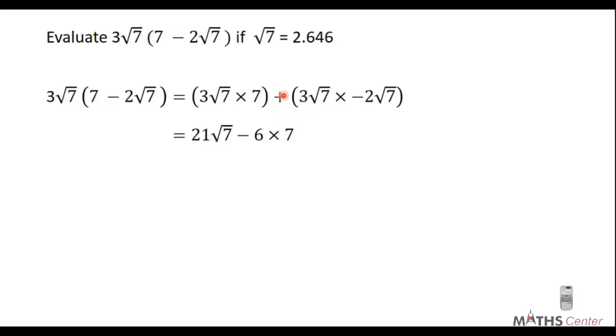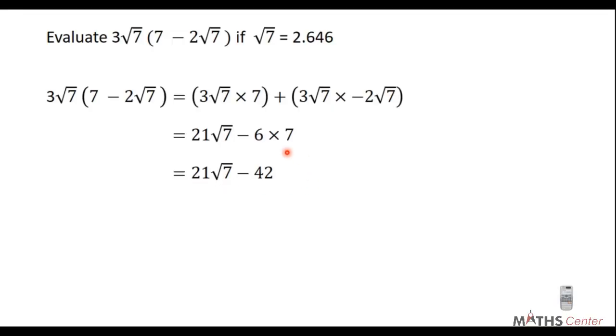Now when you come here, we are doing multiplication. So what is in front of the square root signs will multiply. So 3 will multiply negative 2 to give us negative 6. Then what is under the square root sign will multiply. So you are going to have square root of 7 multiplying square root of 7. You know that square root of 7 times square root of 7 will give us 7. So you are going to have 21 root 7 minus 6 times 7, which will give us 42. Don't forget the negative here, so we have negative 42.